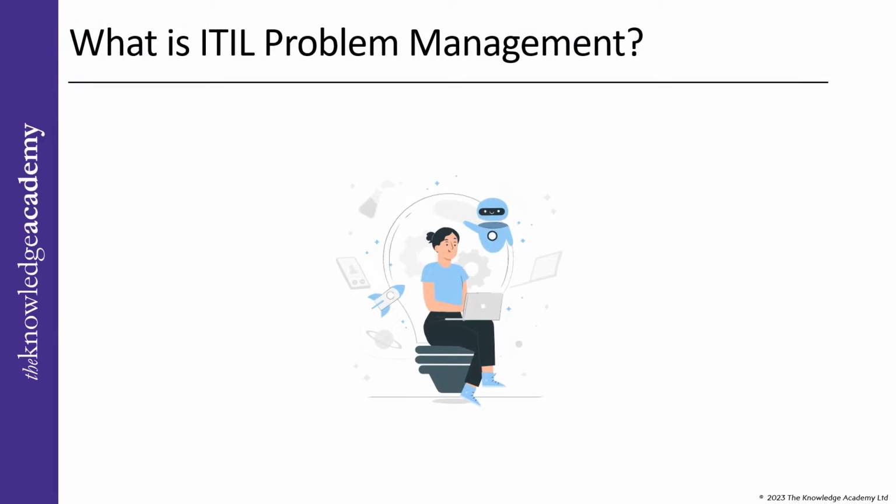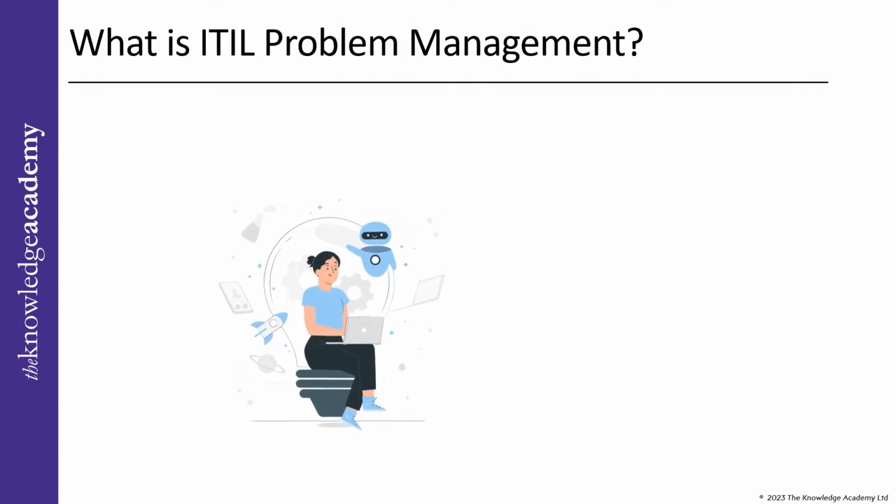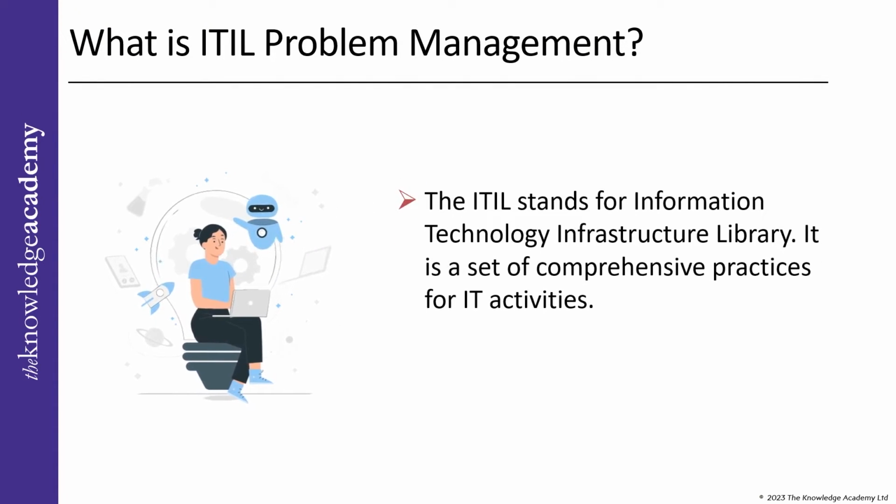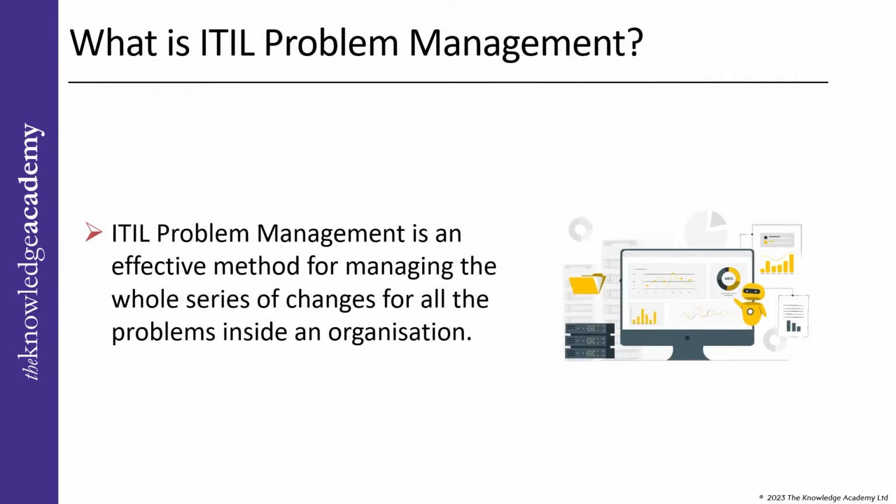First, let us understand what ITIL is. ITIL stands for the Information Technology Infrastructure Library. It is a set of comprehensive practices for IT, which is information technology activities such as IT asset management and IT service management, to fulfill the needs of businesses. ITIL problem management is an effective method for managing the whole series of changes for all problems inside an organization. The main objective of ITIL is to prevent IT issues from happening and minimize the effect of those incidents.